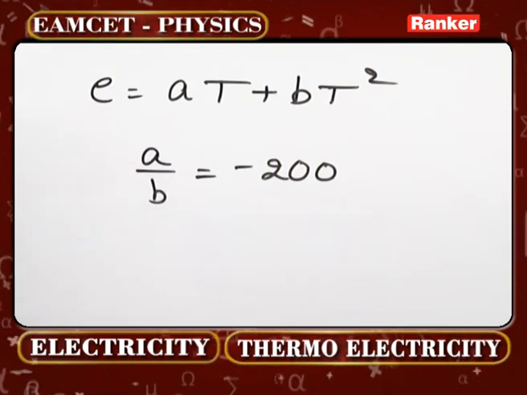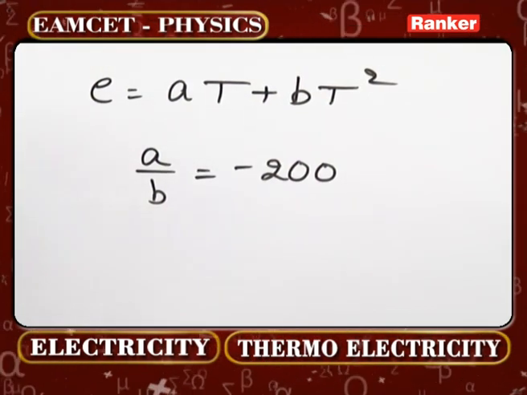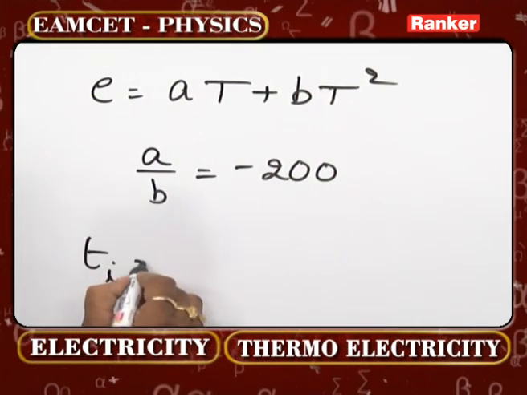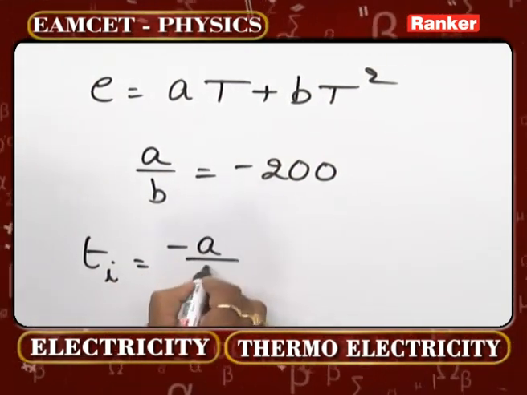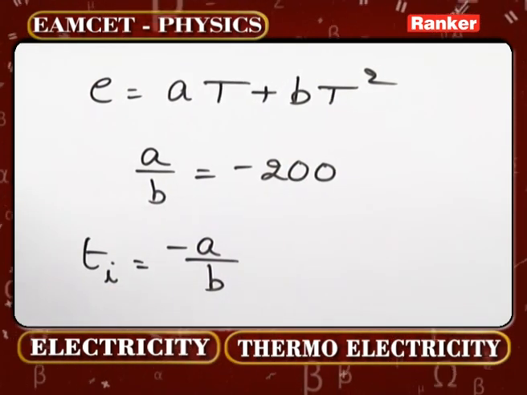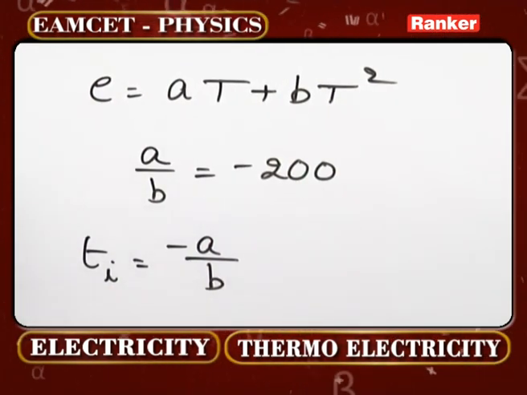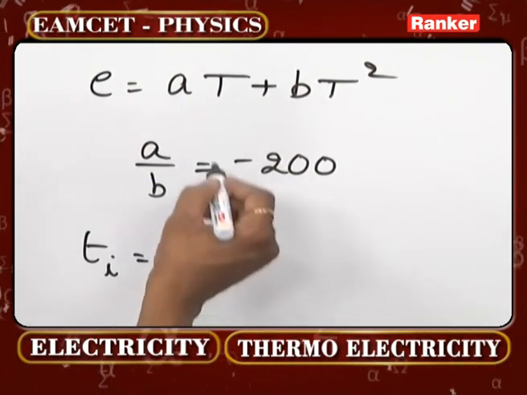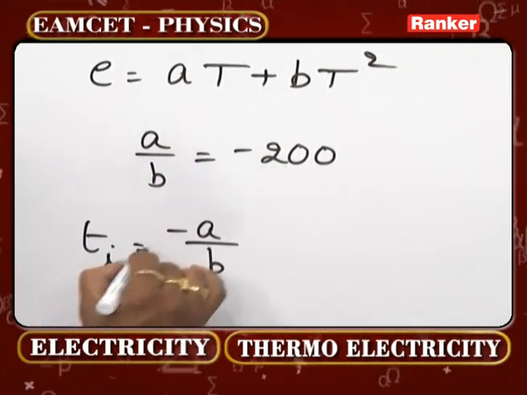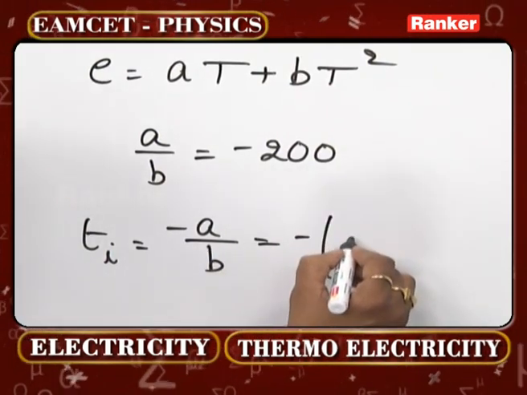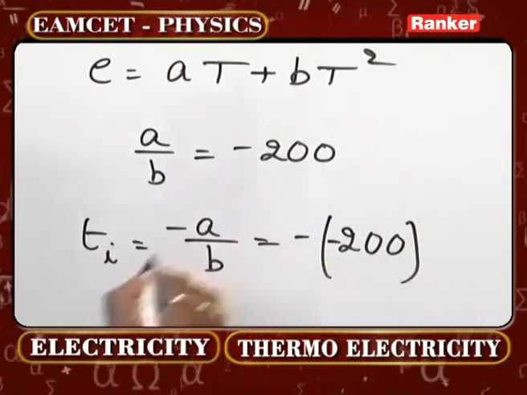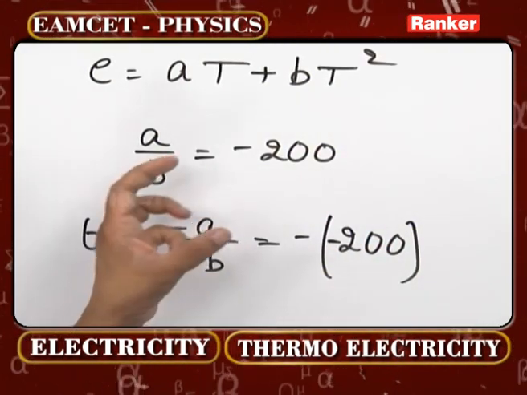The cold junction is at 30 degrees, then the temperature of inversion is how much? In fact, inversion temperature is minus A by B. That is the formula. We can certainly understand that is the concept officially. But what you need to remember in this case, officially minus A by B means minus of 200 with minus sign once again. But be a little careful.